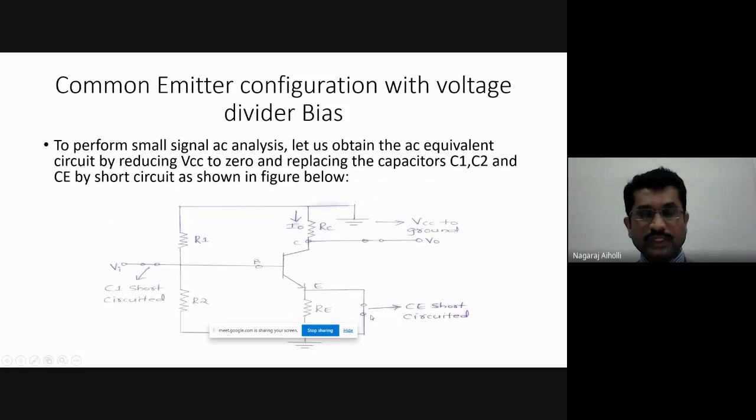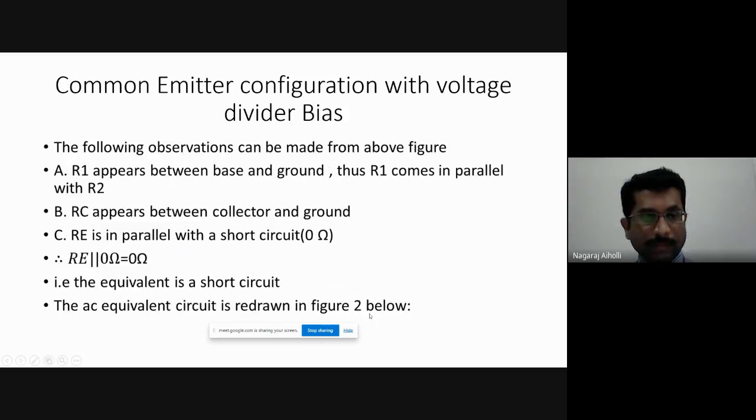Short circuit means what is the resistance, students? Whether it is infinity or 0 for short circuit, it is 0, correct? So therefore RE is parallel with 0. RE into 0 divided by RE plus 0, that will be 0. Therefore this will be a short circuit. RE resistance will be simply a short circuit because RE comes in parallel with 0 ohms. It is a short circuit here.